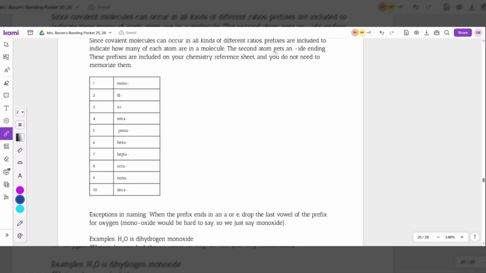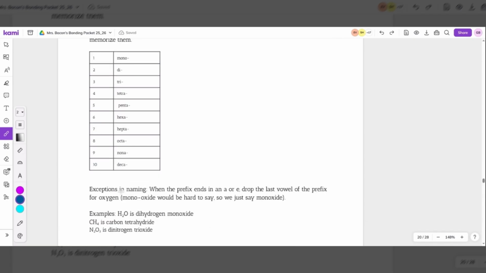So I'll still use an "ide" ending, and then these are the prefixes that I need to know. I will not make you memorize these. I'll give these to you on an exam. I'm not going to throw them on a quiz, but you're welcome to pull up your guided notes on a quiz and look at this table.